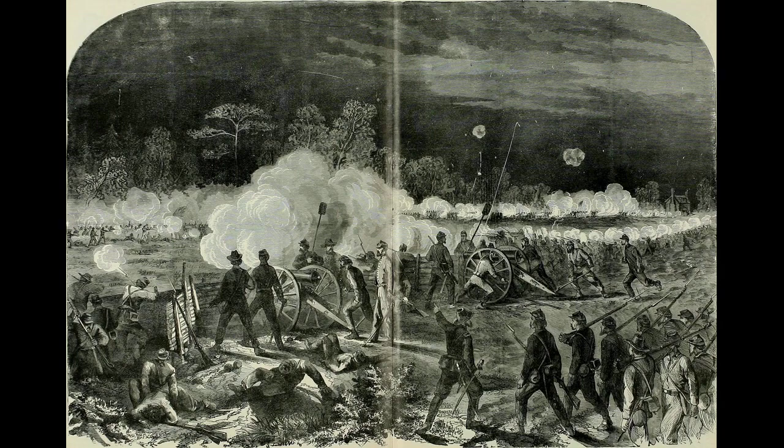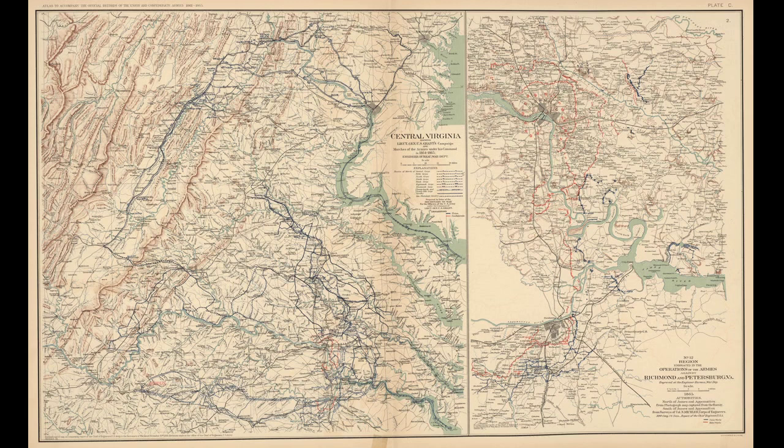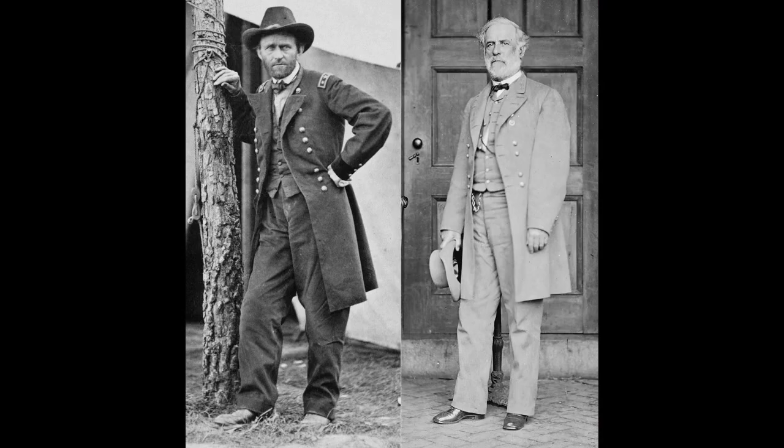The Union Army, under the command of General Ulysses S. Grant, was determined to break through the Confederate defenses and capture the strategic city of Richmond, the capital of Virginia, and a crucial supply hub for the Confederacy. The Confederate forces, led by General Robert E. Lee, had carefully prepared their defenses, constructing a series of trenches and earthworks to protect their positions. The Union Army, on the other hand, was forced to launch a series of frontal assaults against these fortified lines, resulting in devastating losses on both sides.